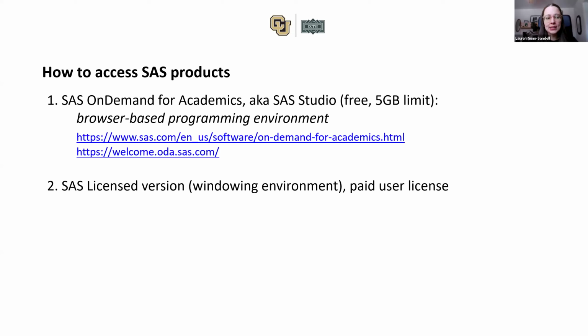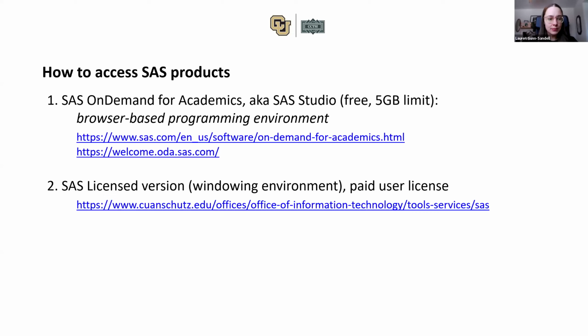The second version is the licensed version, which is the windowing environment, and this is a paid user license. So here at CU Anschutz, employees can access a paid license through their department. So that is what I use. And you get this on an annual basis. And here is a link at the OIT office's tools, and you can learn how to get a license through your employer or your department if it's available to you.